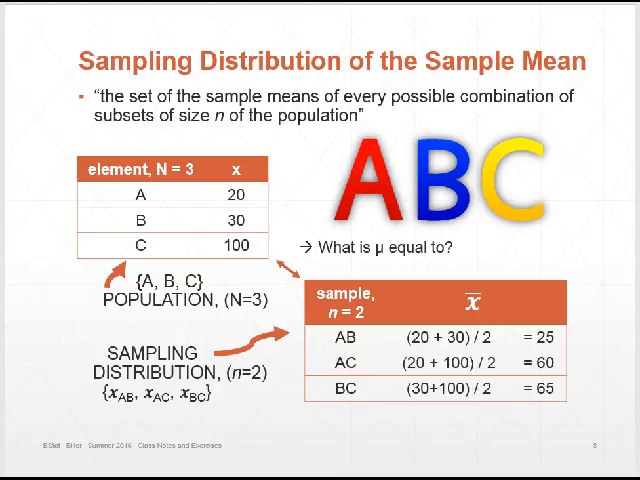The sample consisting of elements A and C would have a sum of 120 and thus a sample mean of 60. And finally, the sample BC would have a corresponding sample mean of 65. So hopefully this is a good illustration of how much sampling error could be present between one individual sample of possible elements and other samples of the same size but of different individual elements.